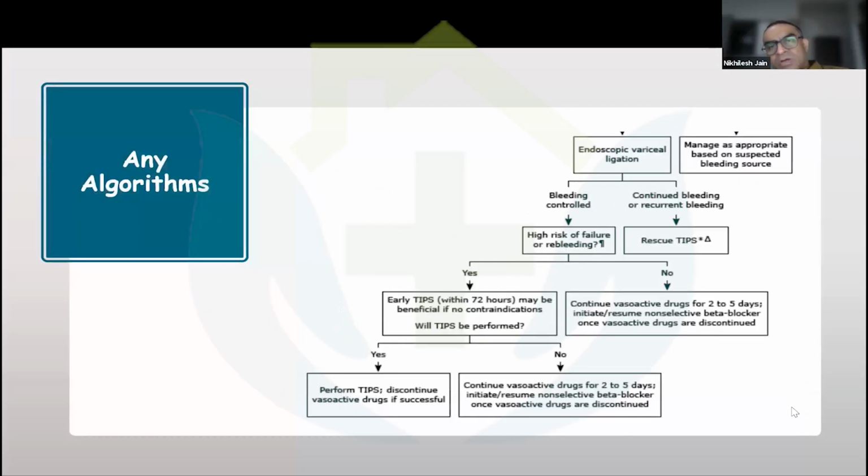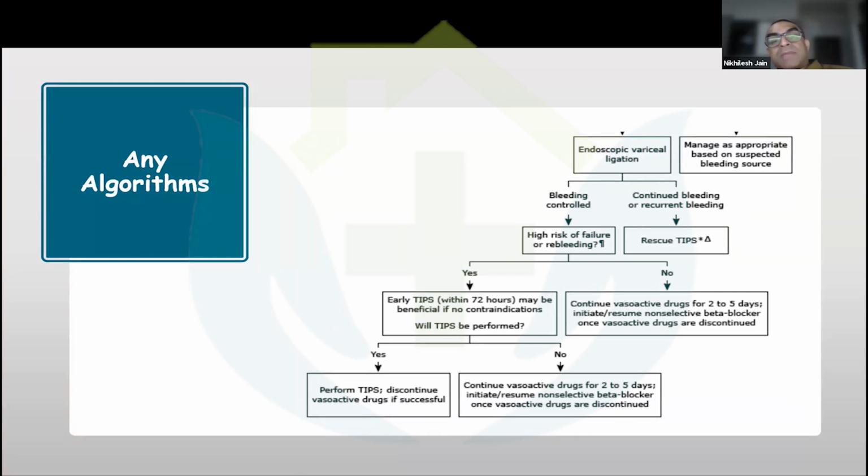Do you want to look at any algorithms? Yes. What do you do actually? You do a ligation. If the bleeding is controlled, is there a high risk of failure or rebleed? If yes, then you do early TIPS within 72 hours, which may be beneficial if there are no contraindications. If no, then you continue the vasoactive drugs for 2 to 5 days, and initiate or resume non-selective beta blockers once the vasoactive drugs are discontinued. If the bleeding does not get controlled, and if you have continued bleeding or a recurrent bleeding, go ahead and do a rescue TIPS.